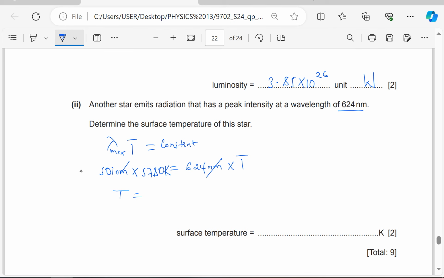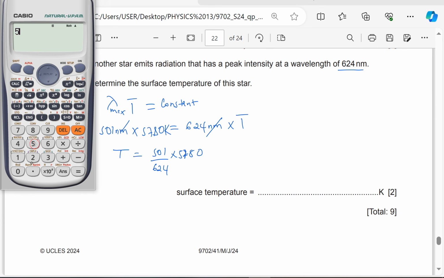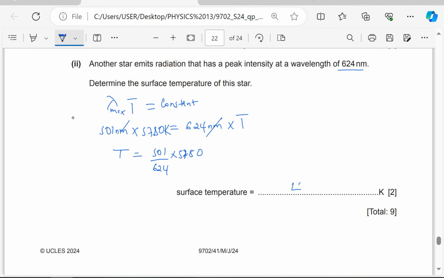So T is going to be equal to 501 divided by 624, then times 5780. I write my answer to 3 significant figures strictly, or more, not less, because all quantities here are 3 significant figures. So I'll have 501 divided by 624 times 5780. So that is 4640. So this is 4640 Kelvin. If you write 4600, you may not get the mark.